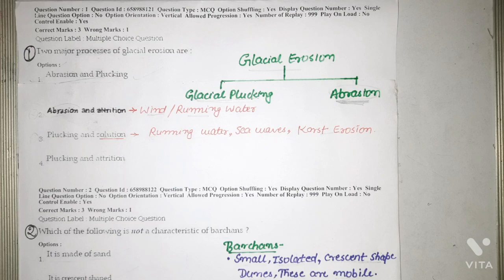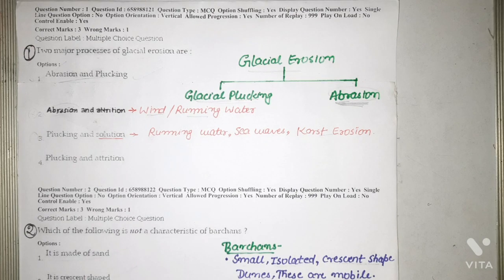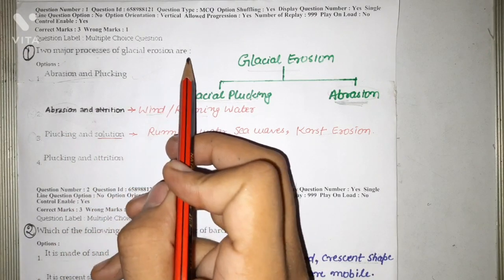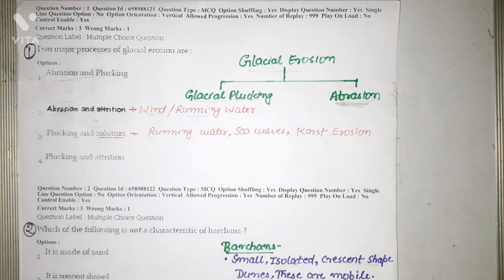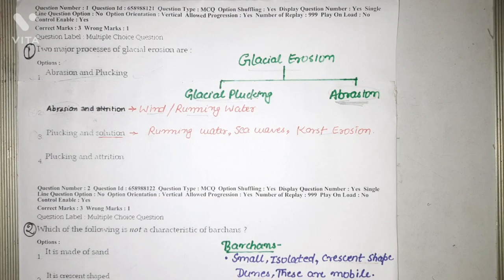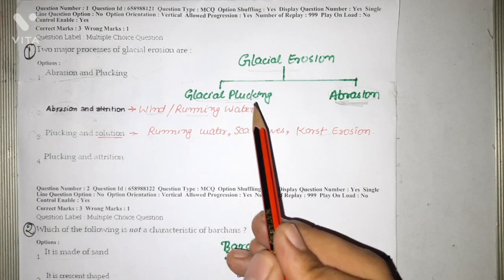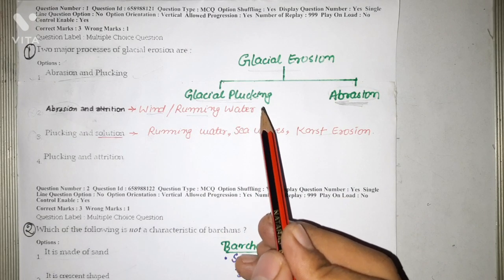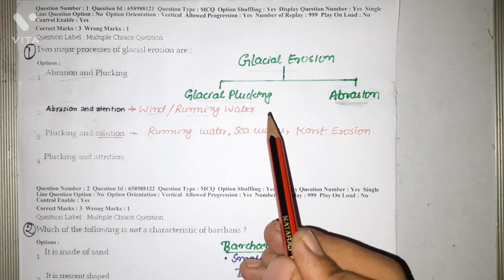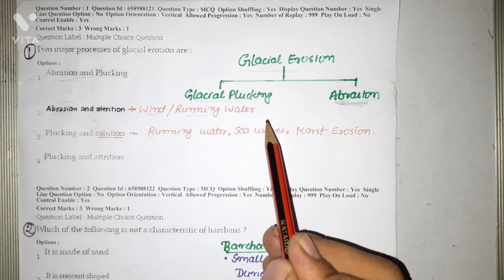So let's start. First question says, two major processes of glacial erosion are. So, there are basically two processes in which a glacier erodes, and these are glacial plucking. It is the lifting and removal of fragments of bedrock by a glacier, and it is the most effective way in which glaciers erode the land.